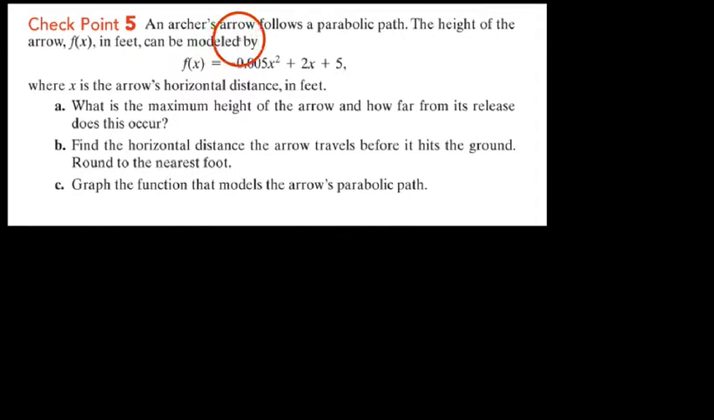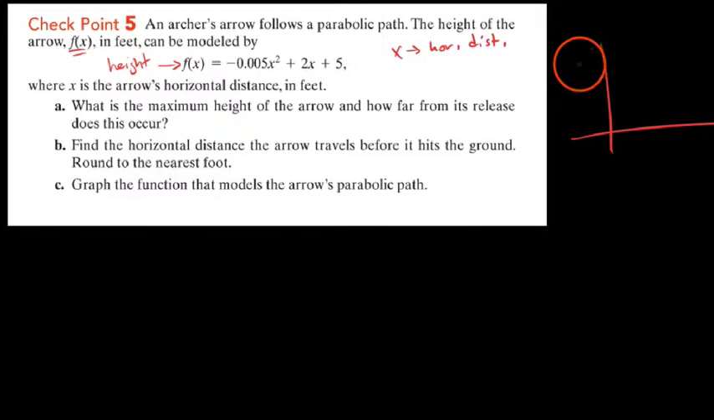So we say an archer's arrow follows a parabolic path. The height of the arrow, f of x, so our height here, we're going to make a little note here. This is our height of our arrow in feet, and it can be modeled by this equation right here, where x is the arrow's horizontal distance in feet. So we say x is the horizontal distance in feet. Okay. So when we look at this, really what we have is this parabola.